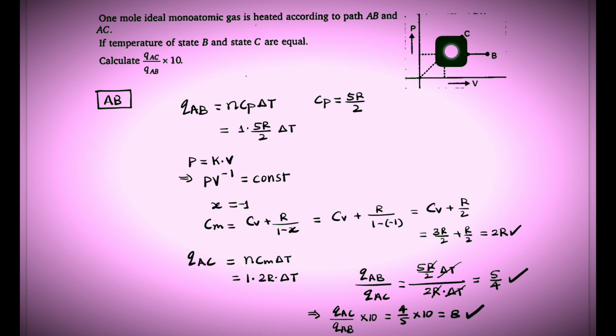So AB is just, what we can say, an isobaric process, and this is a polytropic process. And these are the heats involved in the two paths, and their ratio.